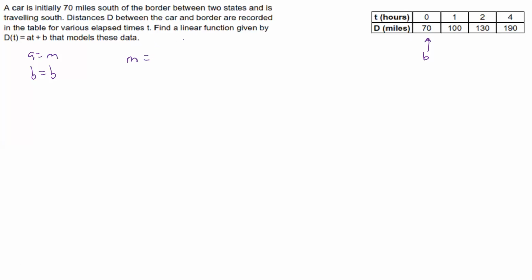Basically, I'm going to say, well, let's take 190 minus our 70, divided by our x's, which is going to be 4 minus 0. So it's going to be what? 120 over 4, and 4 goes in there 30 times. So we get the function d of t equals a, or m in this case, so we're using them interchangeably, is equal to 30, and we're calling it t, so we'll call it t here too. And then plus 70. Okay.